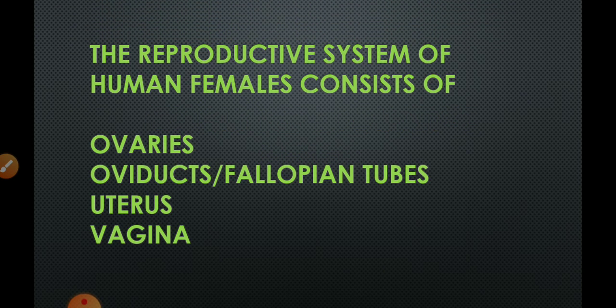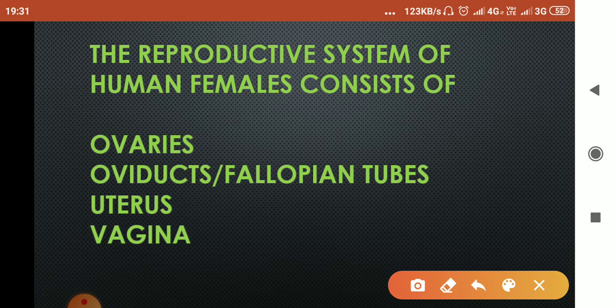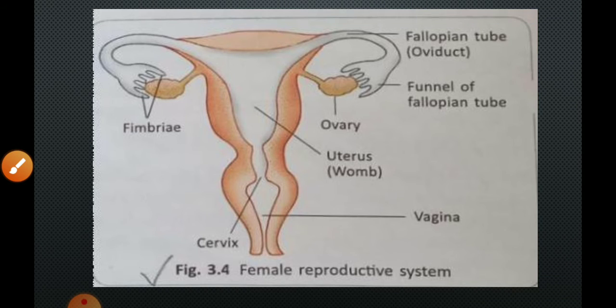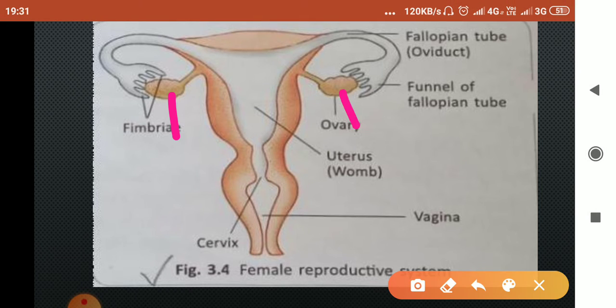The reproductive system of human females consists of ovaries, this means a pair of ovaries, and then oviduct or fallopian tubes, uterus and vagina. Let's see the structure of the female reproductive organ. Children, these two are the ovaries. So I said that human beings contain a pair of ovaries. Now, this muscular structure is called as uterus or womb. Inside the uterus, the zygote develops to form an individual.